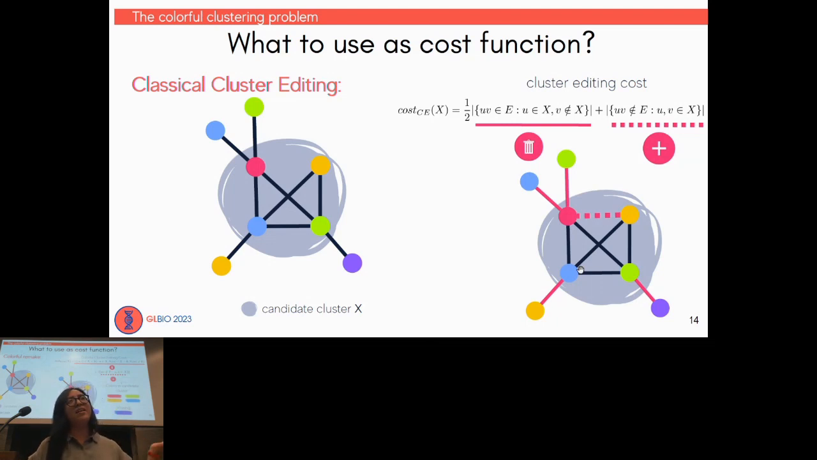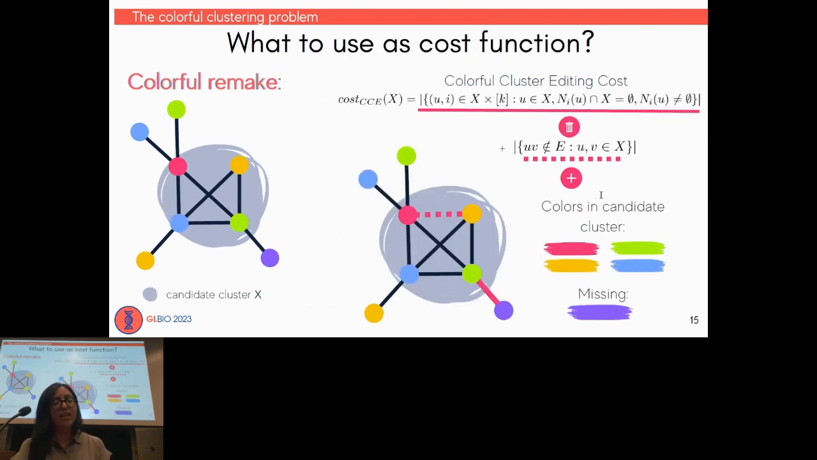So we take the classical cluster editing cost and we make a colorful remake. We want a cluster editing cost that also considers the colors. For example, we see that the previous cost function actually over-penalizes some edges. Here, we want to penalize only the colors that we are not considering in the cluster. The colors in the candidate cluster are these ones, and the only color that is not present in the cluster is the purple one.